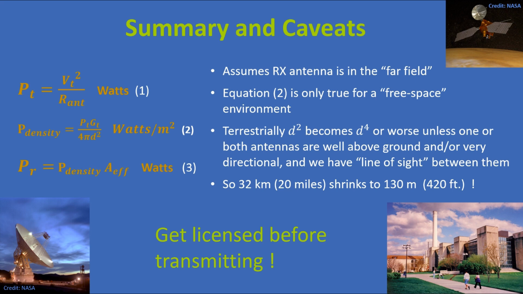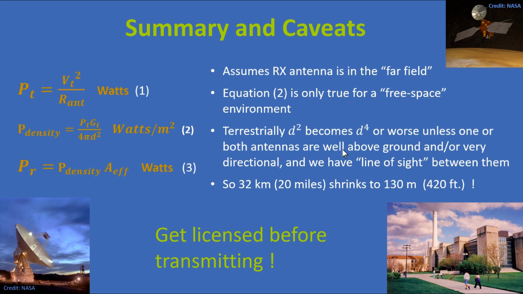And those things could include obstructions, things in your way, but also just the ground itself. Signals can bounce off the ground and interfere with the main path signal. And what happens when you analyze that is you find out that the d squared term can become something like d to the fourth or even worse. Unless one or both antennas are well above ground or very directional and there's nothing in between them. We have a line of sight.